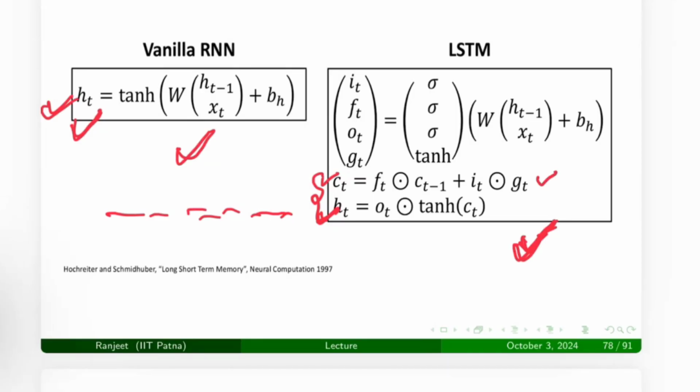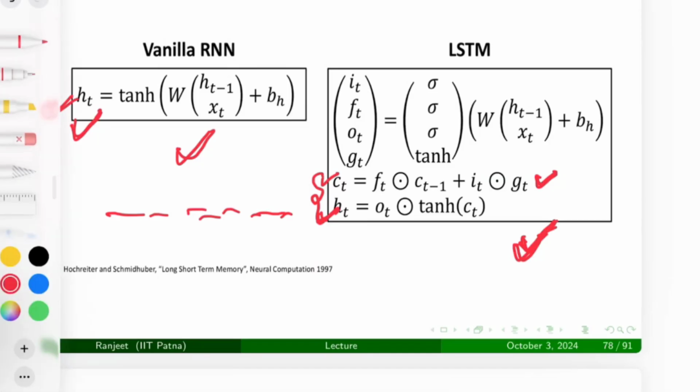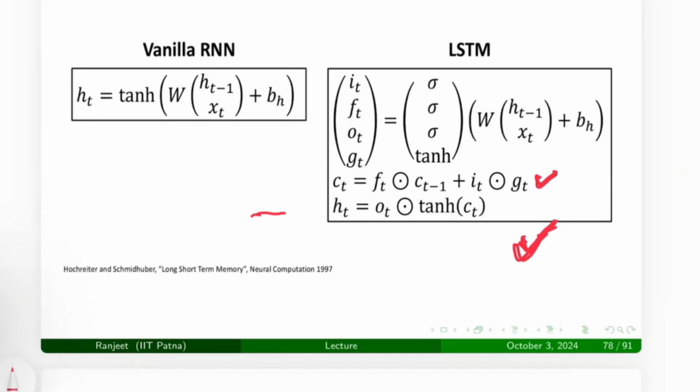So the goal of CT is to capture the... Can you repeat it again, sir? I just missed. Yes, so what I'm saying here is, in the case of RNN, we had only HT. Every time we were just generating one state.